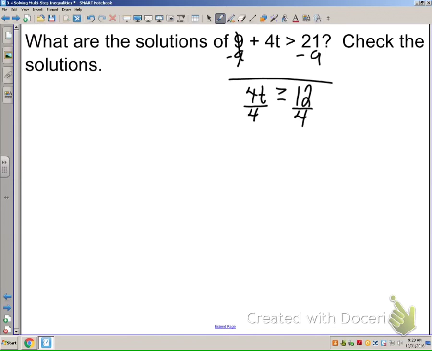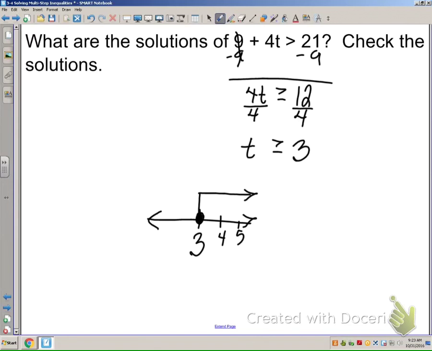1 times t is t. So t is greater than or equal to 3. And if I wanted to graph this, think back to how we would graph it. There's more to the sign, so there's going to be more to the circle. I'm saying that 3 is a solution, and everything bigger than 3. So this is pointing towards 4, 5, any of those.